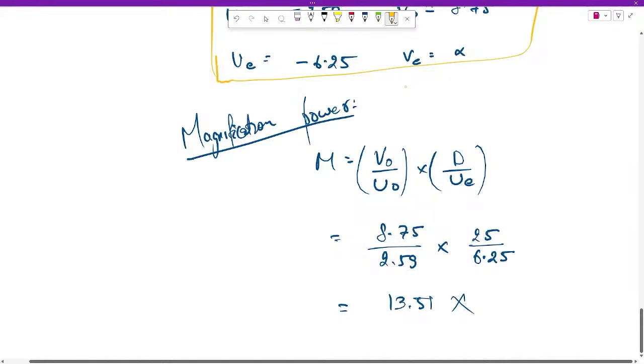That is, the magnifying power is less when the image is forming at infinity as compared to when the image is forming at the least distance of distinct vision, that is 25 centimeter. I hope you understood this question.